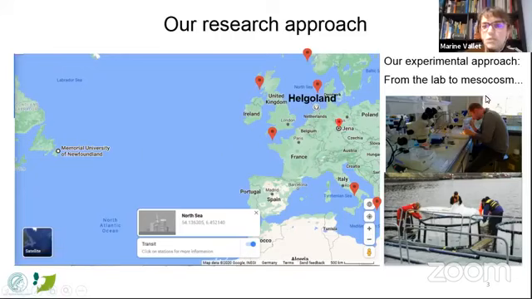Our research approach is to combine mainly experimental lab studies. And of course, we would like to go from the lab to the mesocosm to show that our studies or observations hold in the field.